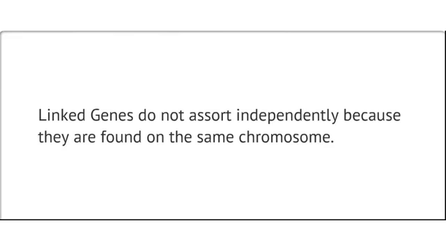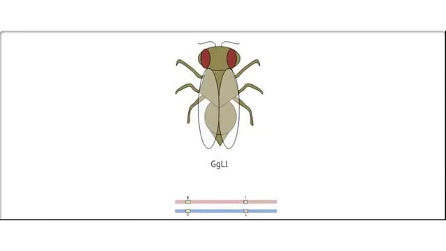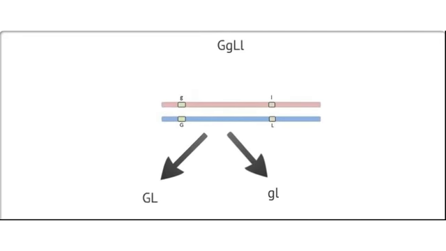Morgan concluded that the 2 genes he was looking at were linked. Linked genes do not assort independently because they are found on the same chromosome. If we return to the original heterozygous parent from this last cross and look at the chromosomes that it received from its parents, we see that one of the homologous chromosomes had the 2 dominant alleles, and the other had the 2 recessive alleles. So, when these chromosomes separate from each other during gamete formation, we can now see why the dominant alleles are more likely to be found together, and the recessives as well.